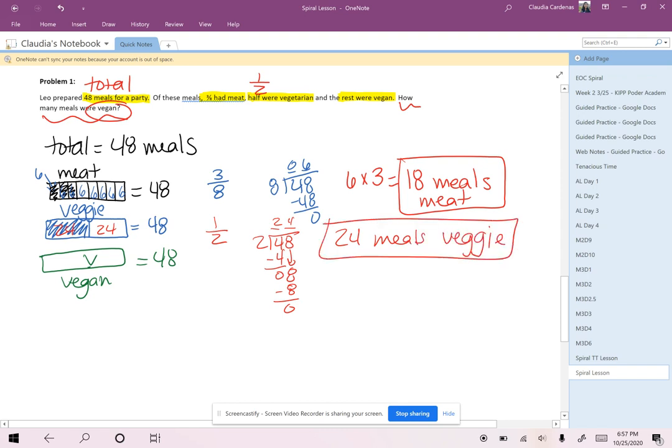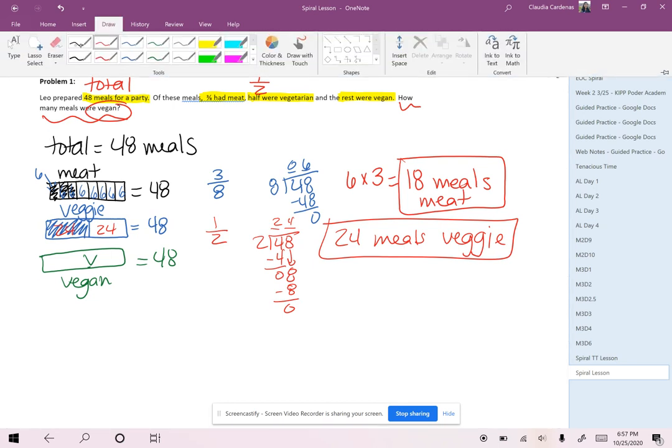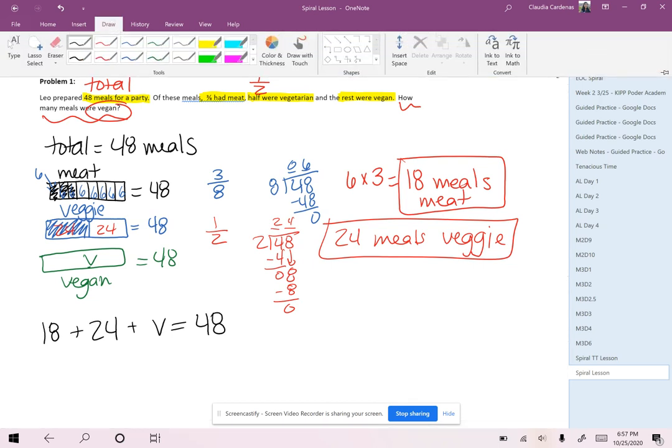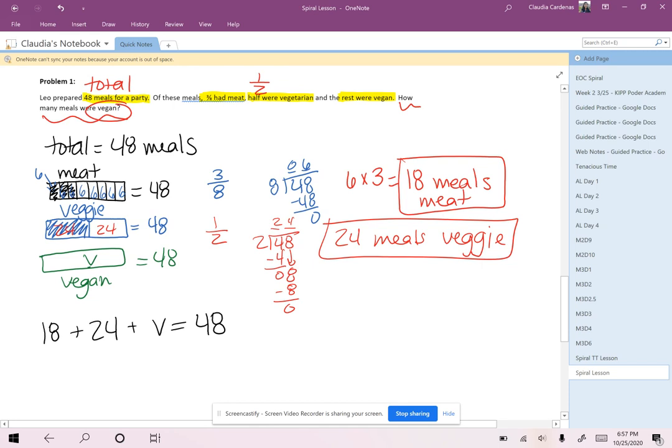Then they said the rest are vegan. Well, how many do we have so far? 18 are meat and 24 are veggie. We don't know how many vegan there are, but we do know the total is 48. So I just wrote a quick equation to show what we have in order to help find what we are missing. Let's see how many meat and veggie we have all together. 18 plus 24 is 42. So far 42 of the meals are meat and veggie, plus however many vegan there are. Now we need to figure out 42 plus some number of vegan meals equals 48.